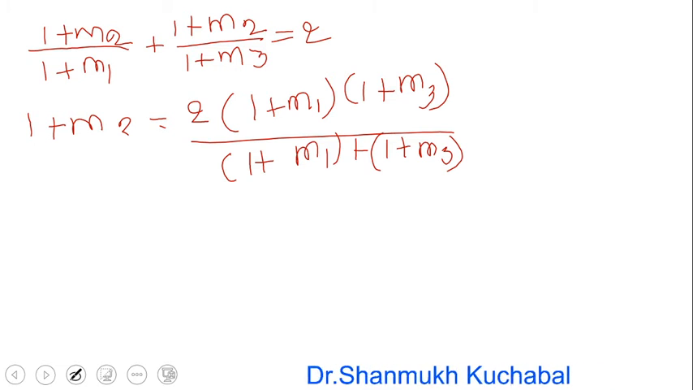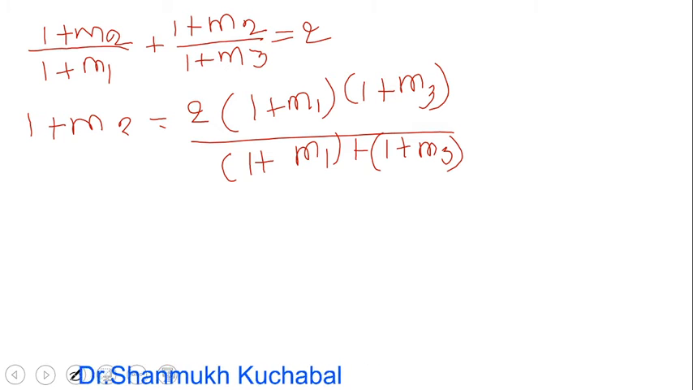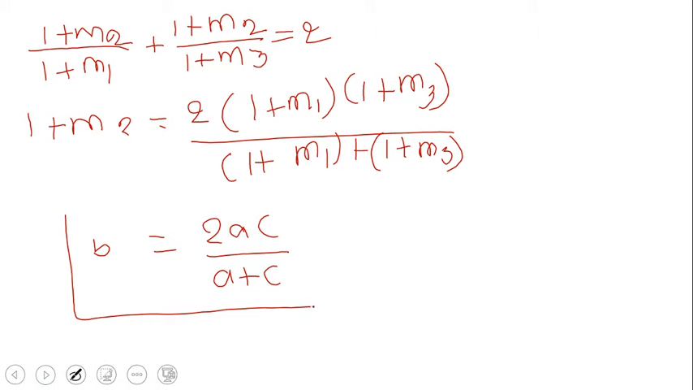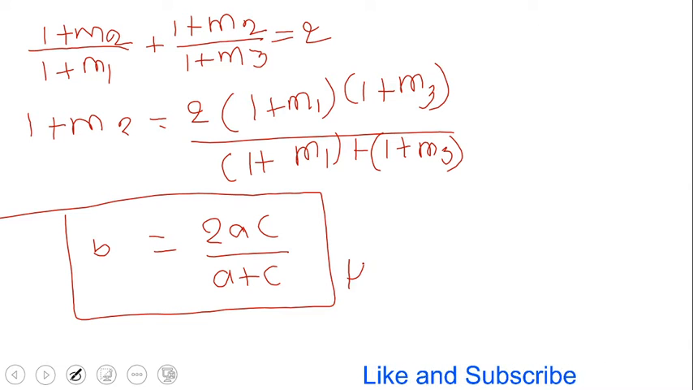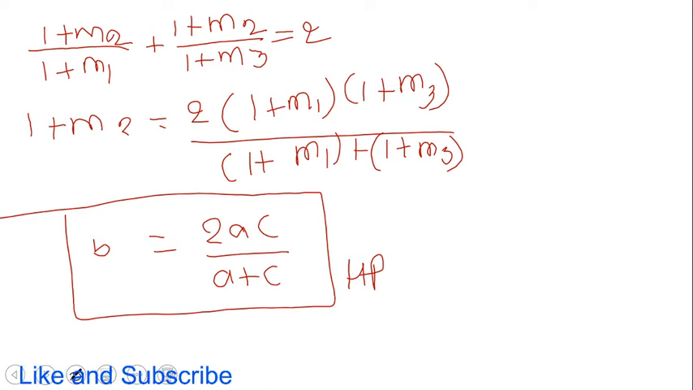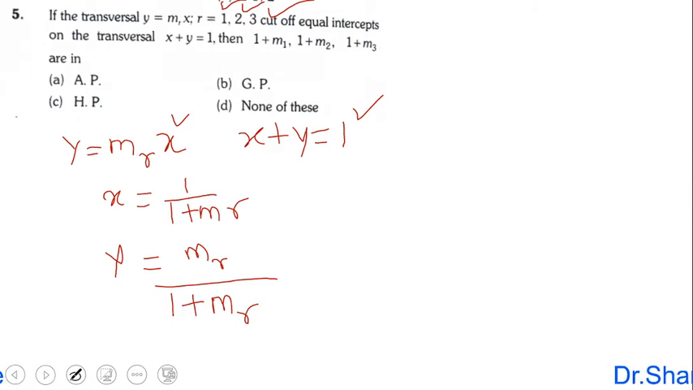So looking at this expression we can say that if A, B, C are 3 quantities, then we will observe that B equal to 2AC divided by A plus C here. So this is nothing but a harmonic progression, therefore it is an HP here. These things we have discussed in sequence and series. So we will observe that B equal to 2AC divided by A plus C, therefore they are in a harmonic progression, therefore option C is the right answer.